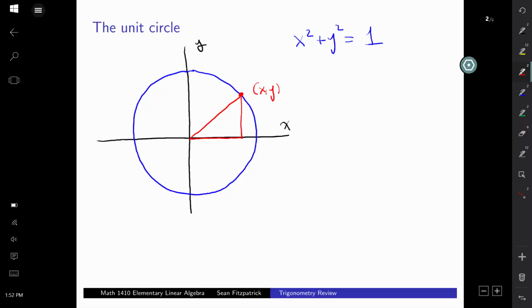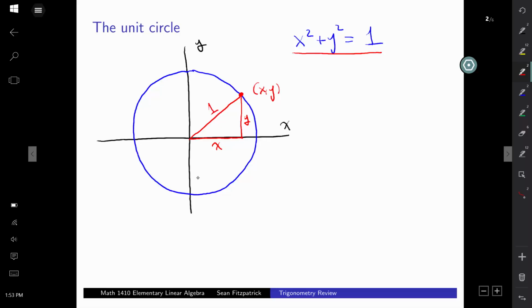Of course, the x and y coordinates of that point are simply giving you the width and the height of the triangle. So this side of the triangle has length x, this side has length y, and if you remember your distance formula, the length of the hypotenuse is just the distance of the point (x, y) from the origin. That's equal to 1. That's where the equation of the circle comes from. It's simply the statement that you're interested in all points whose distance from the origin is equal to 1.